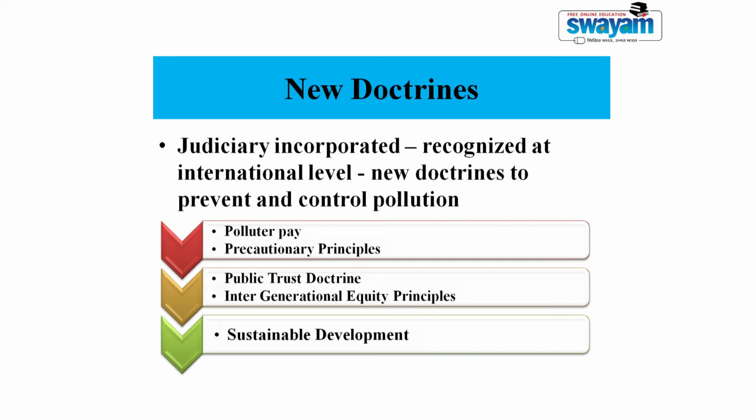The other important doctrine is the intergenerational equity principle. This principle says that every person in society has the right to use natural resources, but we have no right to destroy or damage them. Whatever resources are available to us, we have to use them and preserve them for our future generations. The other important doctrine is the concept of sustainable development. The court held that development and environment are both important. For the sake of development, we have no right to cause damage to the environment. There is a need on the part of the government and the community to maintain a balance between environment and development.